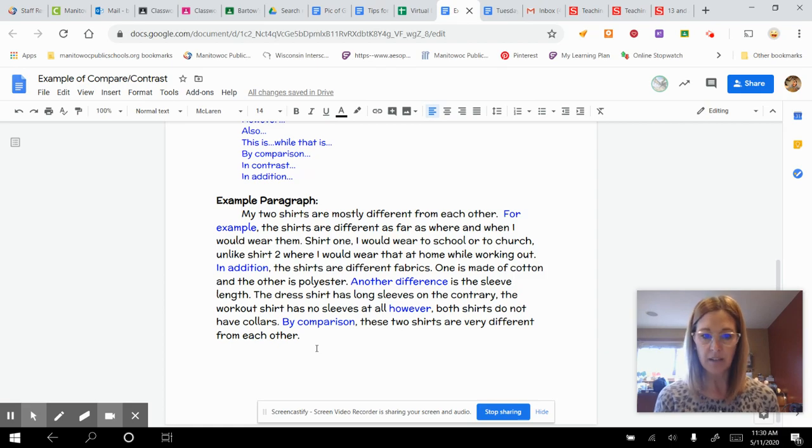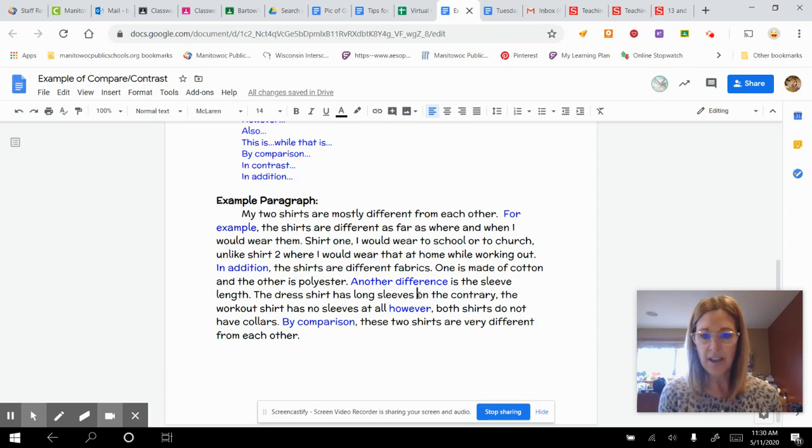In addition, the shirts are different fabrics. One is made of cotton, the other is polyester. Another difference is the sleeve length. The dress shirt has long sleeves. On the contrary, the workout shirt has no sleeves at all. However, both shirts do not have collars. By comparison, these two shirts are very different from each other. So that's kind of my wrap-up sentence.